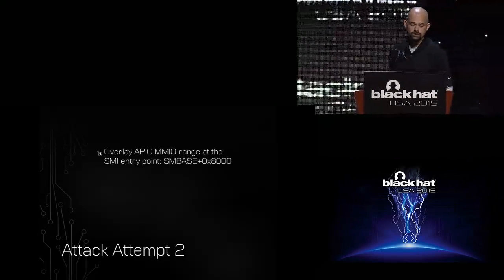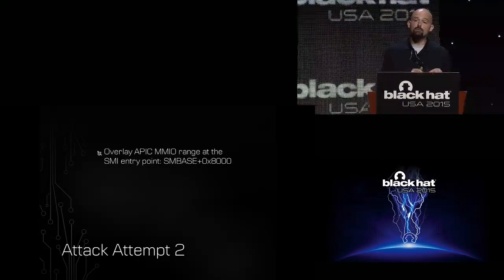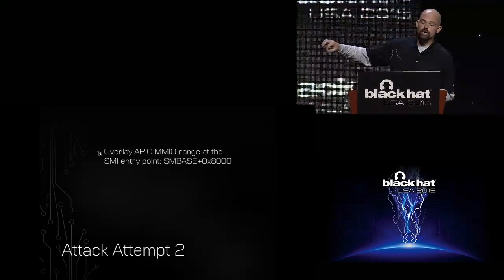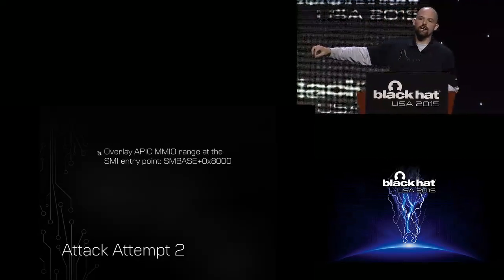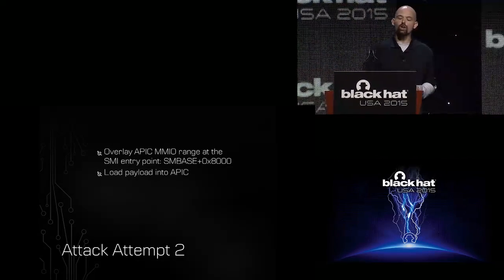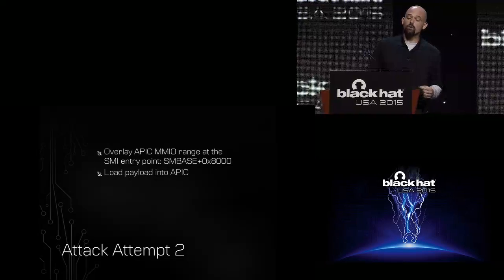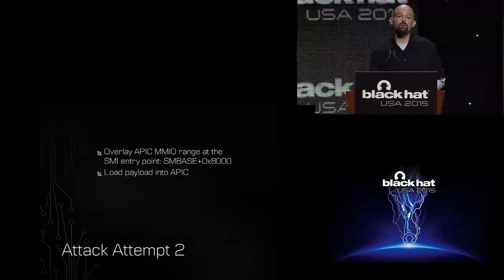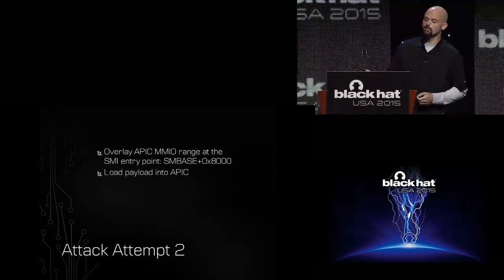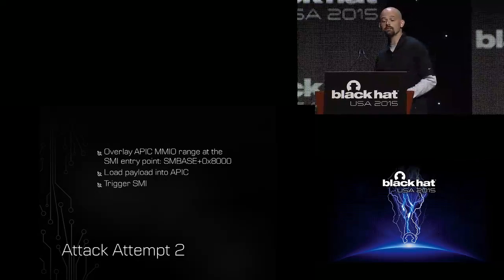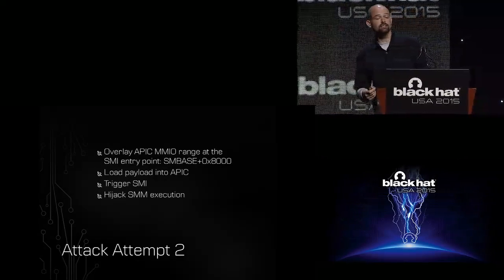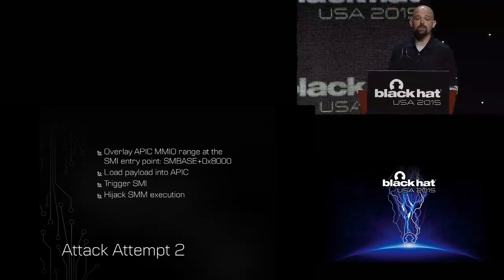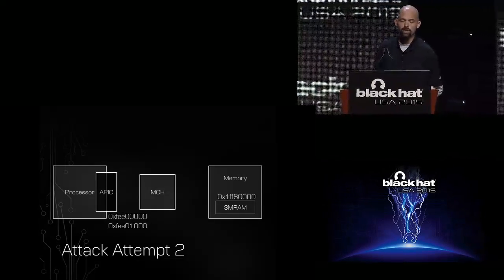So here's what we're going to do instead. We're going to overlay that APIC MMIO range at the SMI entry point. So when the system first switches over to system management mode, the very first thing it tries to execute, we're going to put the APIC right over that location. Then we're going to load up our APIC with a payload that we want the processor to be executing inside of system management mode. We're going to trigger an SMI, a system management interrupt, to switch the system over to system management mode, and that's going to allow us to hijack execution when SMM begins executing our payload directly out of the APIC. So that looks something like this.